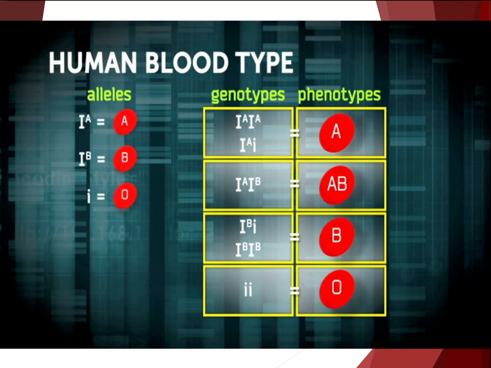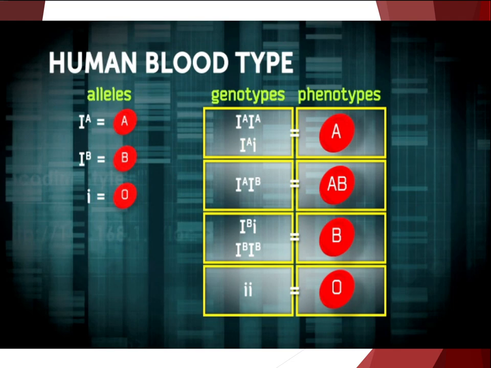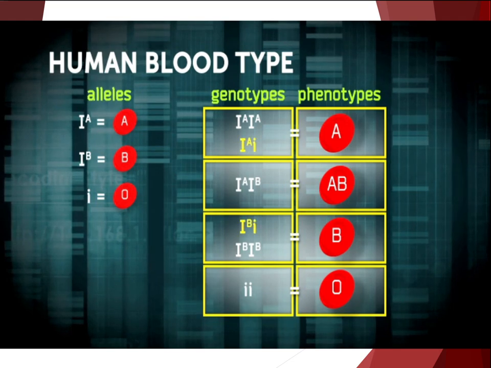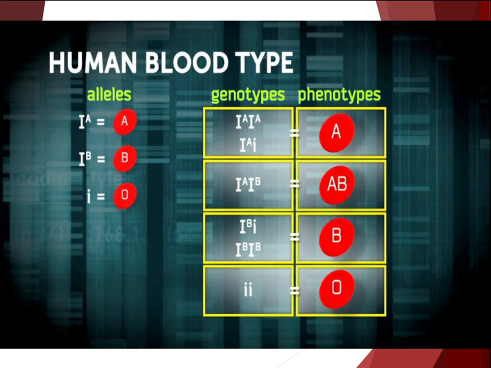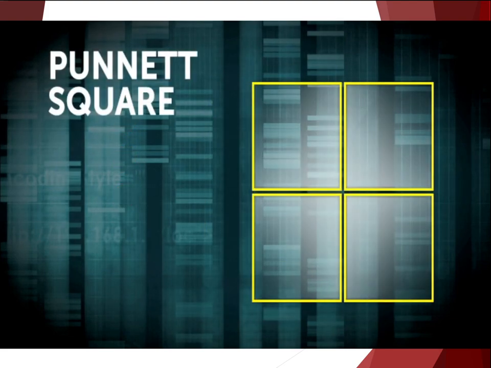Did you notice that lowercase i, or type O blood, is recessive to uppercase I type A and uppercase I type B? Did you also notice that uppercase I type A and uppercase I type B are codominant? Let's take a look at a couple of examples of this using a Punnett square.